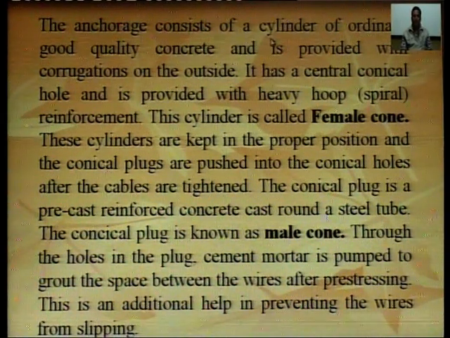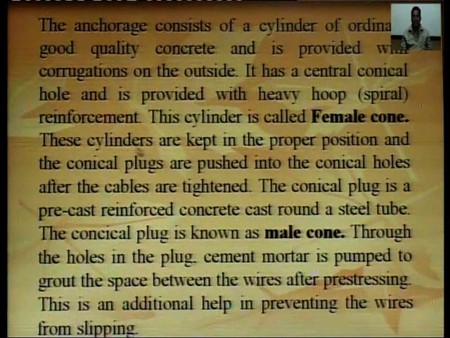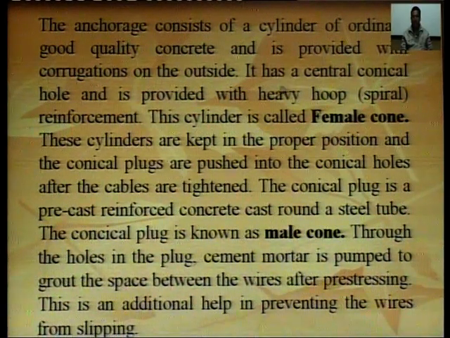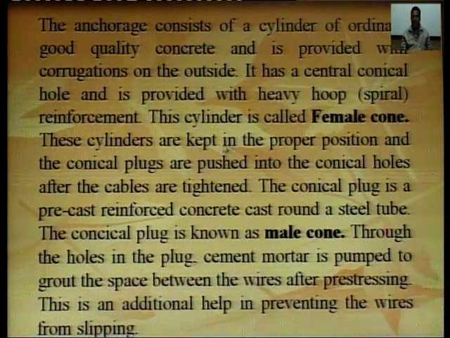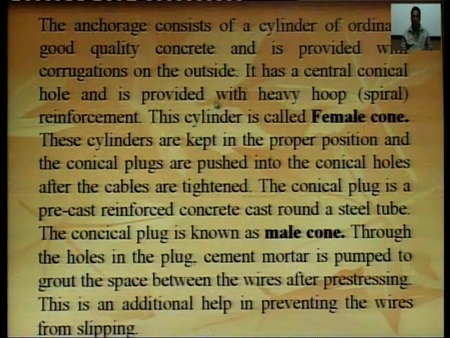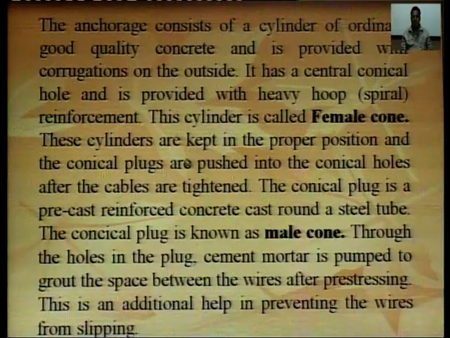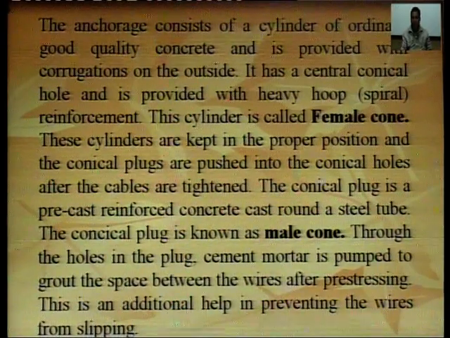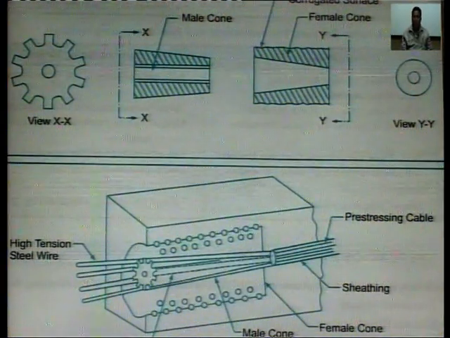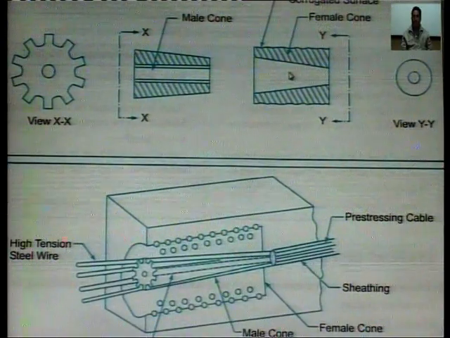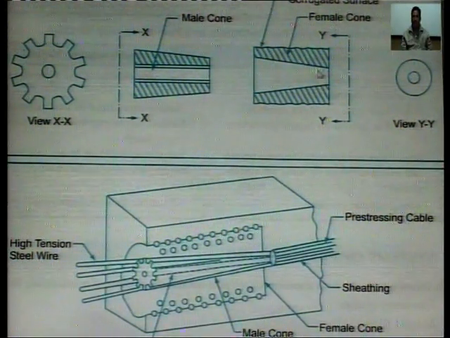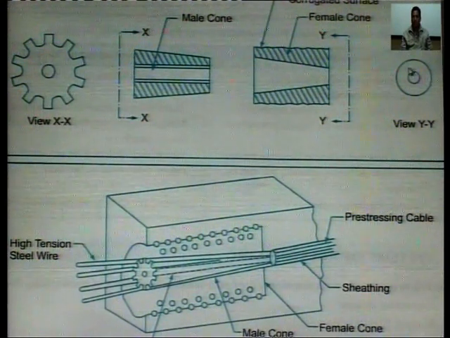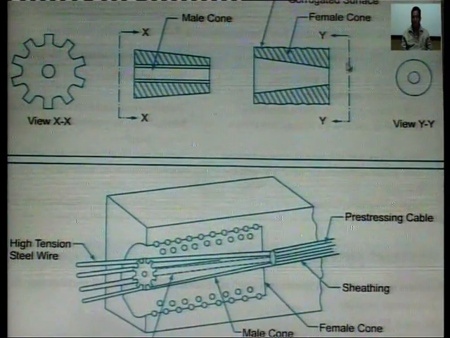The anchorage consists of a cylinder of ordinary good quality concrete and is provided with corrugation on the outside. It has a central conical hole and is provided with heavy hoop spiral reinforcement. This cylinder is called the female cone. So, in the diagram, this is the female cone, this is the taper from the inner side, this is the taper portion, and the outer side is a corrugated surface. This is the cross section at YY of the female cone.